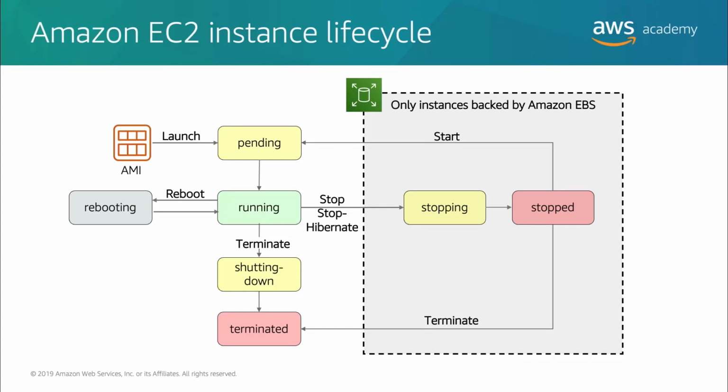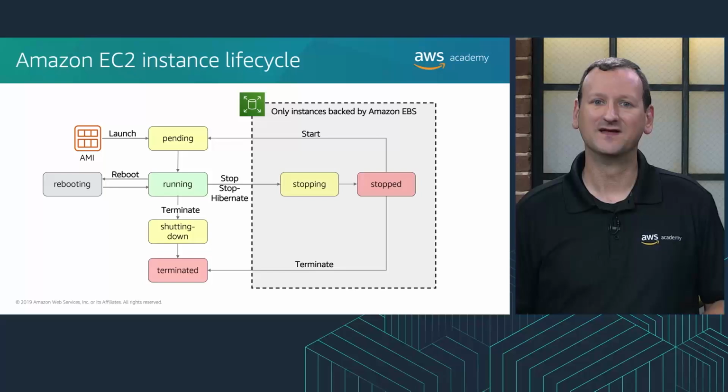A rebooted instance stays on the same physical host, maintains the same public DNS name and public IP address, and if it has instance store volumes, it retains the data on those volumes. Running instances can also be terminated. If they are, they will enter a temporary shutting down state before they are terminated. A terminated instance remains visible in the Amazon EC2 console for a while before the virtual machine is deleted. However, you can't connect to or recover a terminated instance.